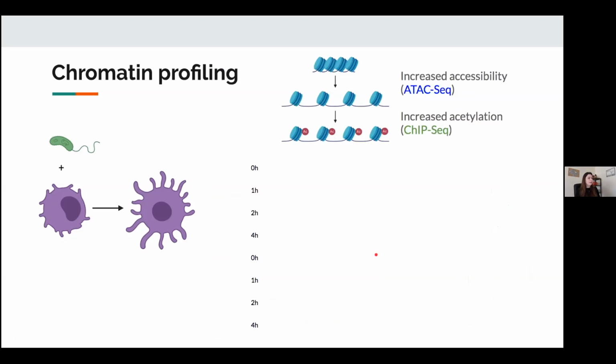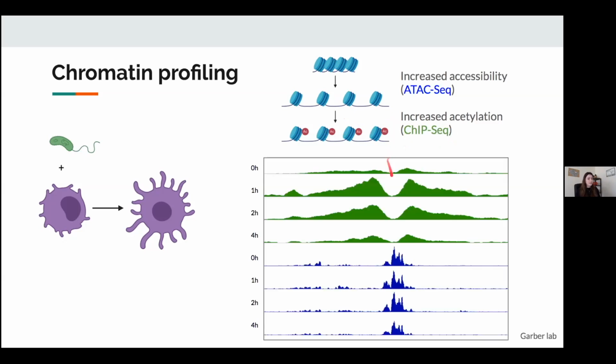All right, so another thing that we can profile, like I said, for these same cells is the changes that are happening to their chromatin landscape. So we can detect them using assays such as ATAC-seq, which will measure the increased accessibility of the genome, or we can measure modifications to the histones, such as a higher level of acetylation, which we can do by ChIP-seq, like I said before.